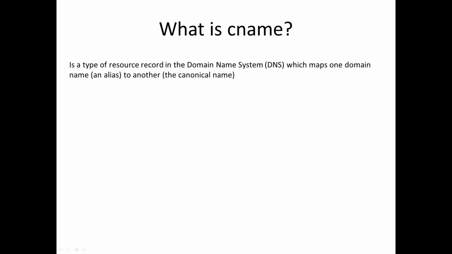Hi all. Today we are going to discuss CNAME in Route 53. So what is CNAME? CNAME is a type of resource record in the domain name system which maps one domain name to another. In simple terms, it is an alternative name.